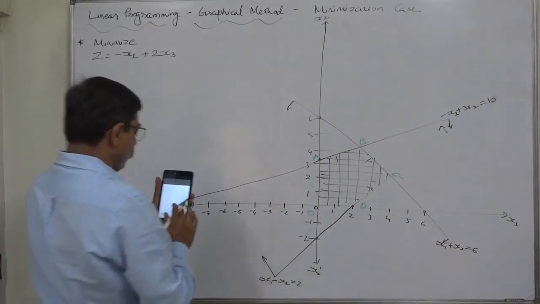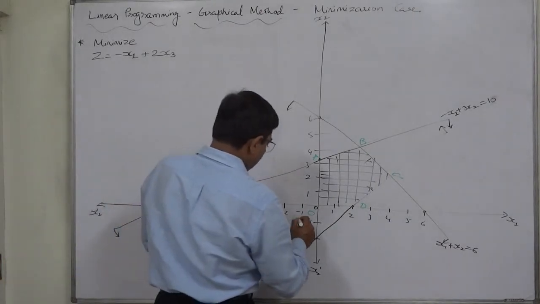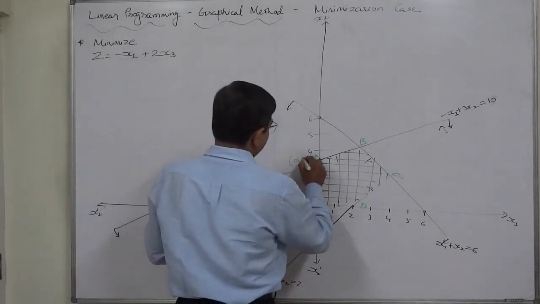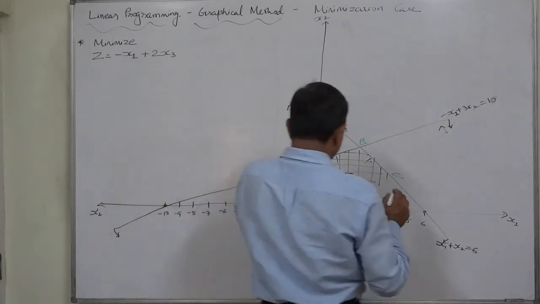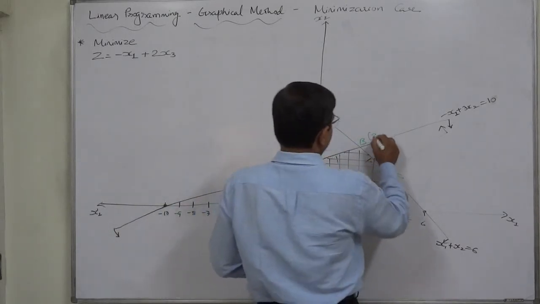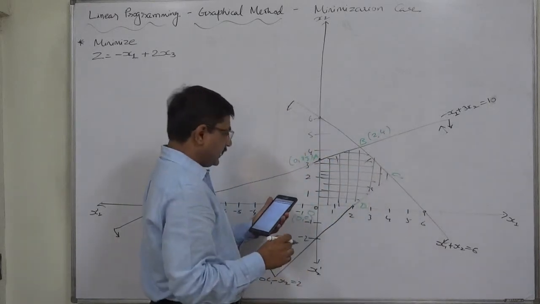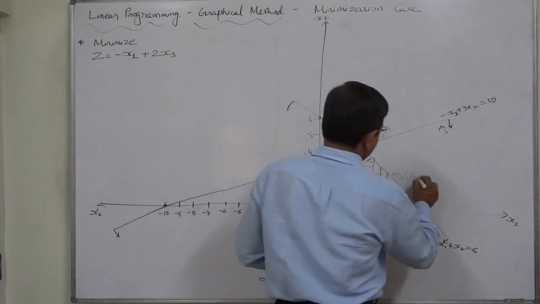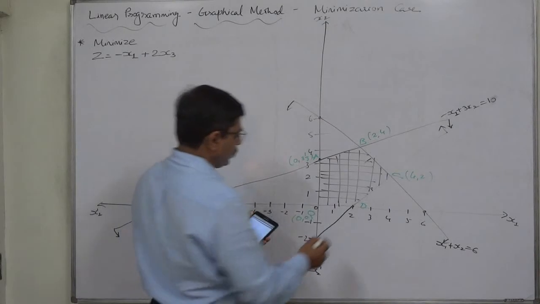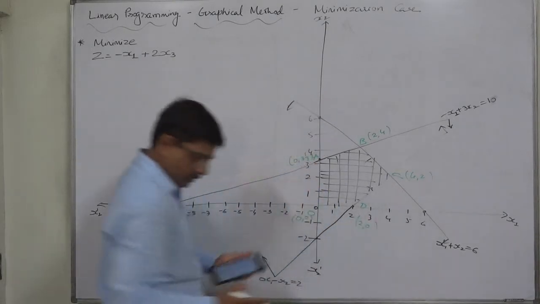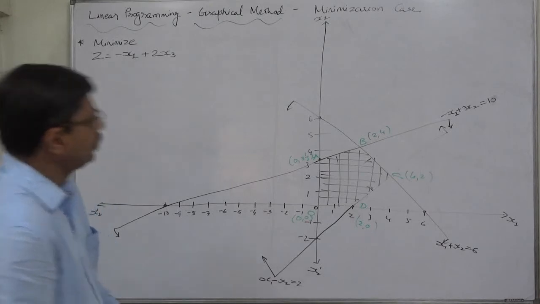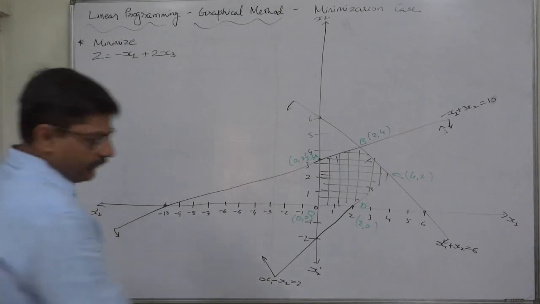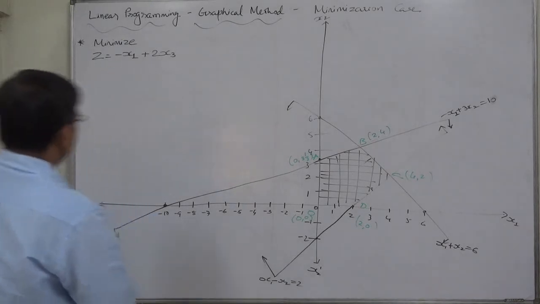And the coordinates at all the corner points are O, 0, 0. A, 0 and 3 and 1/3. B, 2 and 4. C, 4 and 2. And D, 2 and 0. As we know by virtue of the fundamental principle of linear programming, the optimal solution lies at the corner points. Let's check.